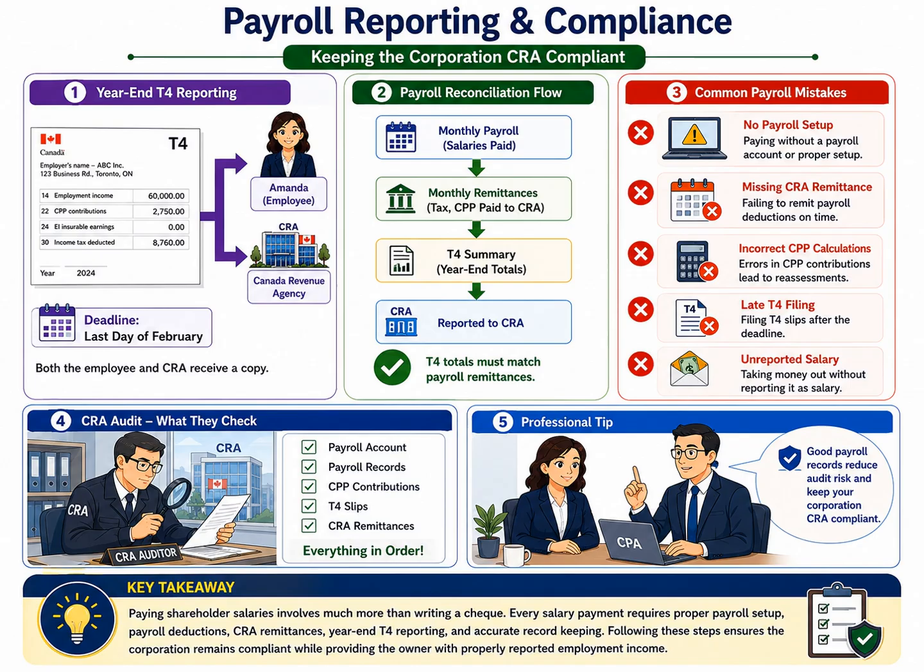The key takeaway is that paying a shareholder's salary doesn't end when the money is deposited into the owner's bank account. Proper year-end reporting, accurate payroll reconciliation, timely CRA filings, and complete record-keeping are all essential parts of the payroll process. Following these procedures helps the corporation remain compliant while ensuring the owner's employment income is reported accurately and confidently.